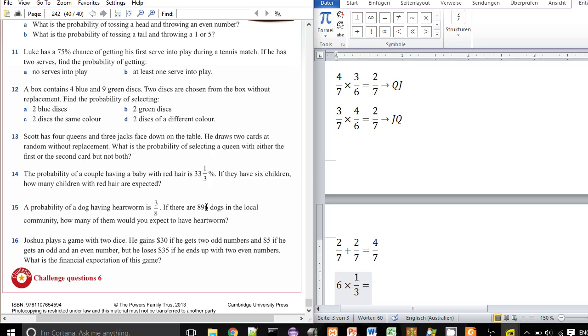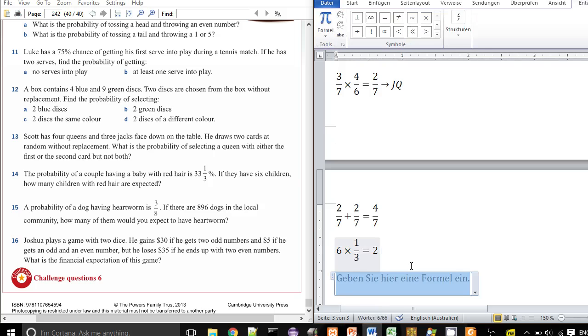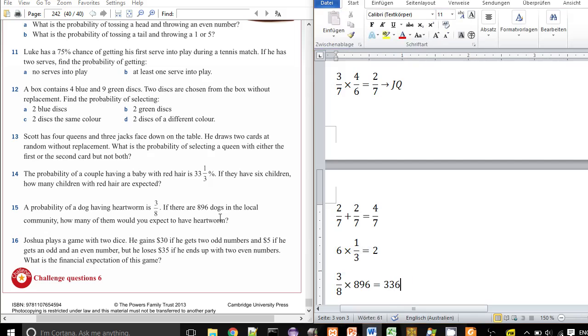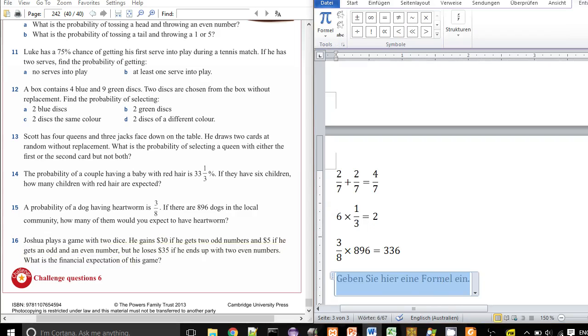Dog having heartworm. Okay. So 3 out of 8. We just need to times that by 896, which would be 112. I think it's 336 dogs that you'd expect to have heartworm. Last one. Josh plays again with 2 dice. Okay, the financial expectation. I thought they might have more on that, but I'm assuming these are a pretty good balance of types of questions you'll get in the real HSC.